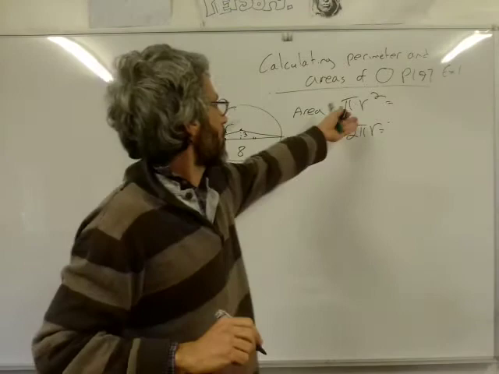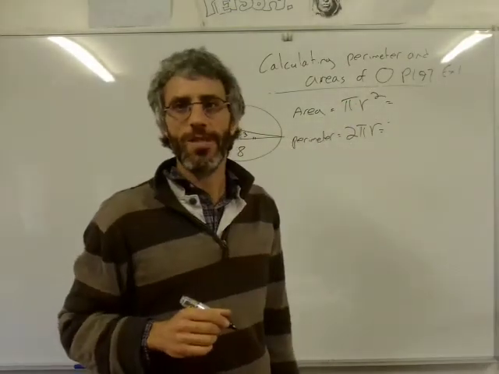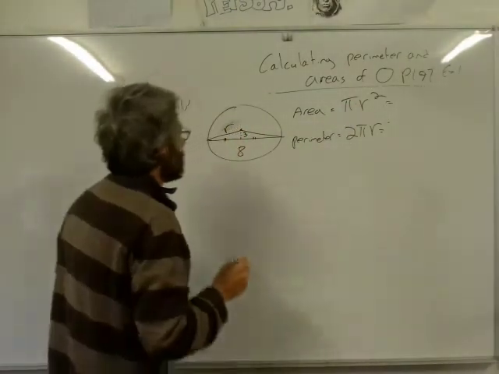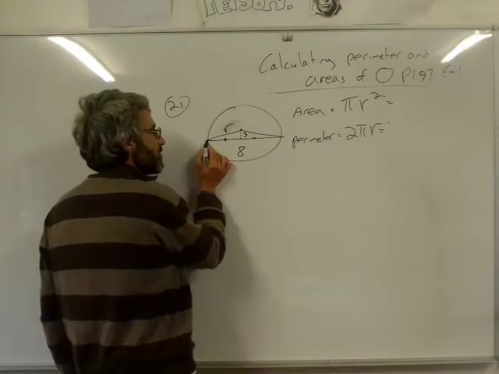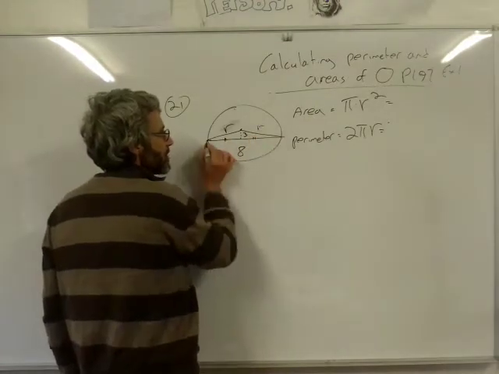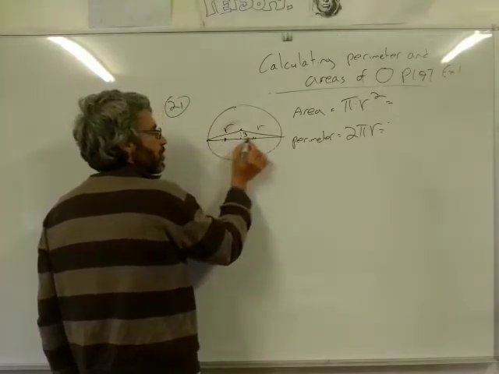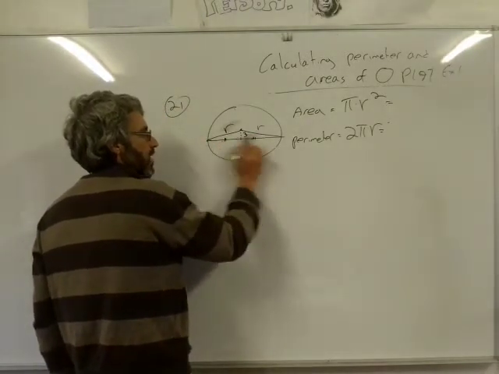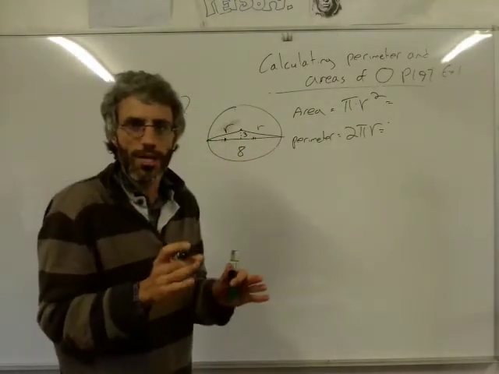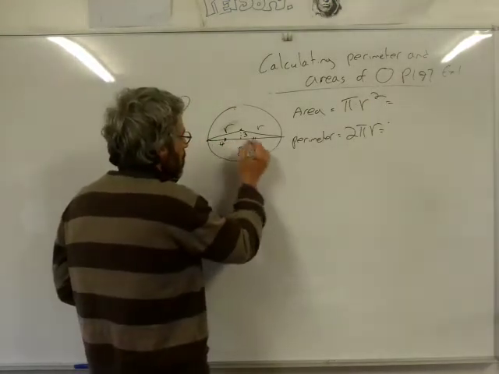So obviously, we can't straight away find the area and the perimeter. But they told us that if this is the radius, this is also the radius. They told us that this line is 8. These two are equal to each other. So that 8 is divided into 2 equal parts. In other words, each one of them is 4.